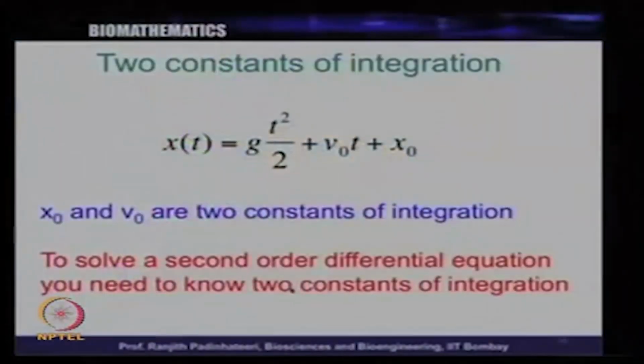One important point to remember, which I am reiterating in the next slide, is that we have two constants of integration, v 0 and x 0. To solve any second order differential equation, any equation of the form d square x by dt square, or d square y by dx square, or d square something by d something square, you need to know two constants. To solve a first order equation, you need to know one constant. To solve a second order equation, you need to know two constants.